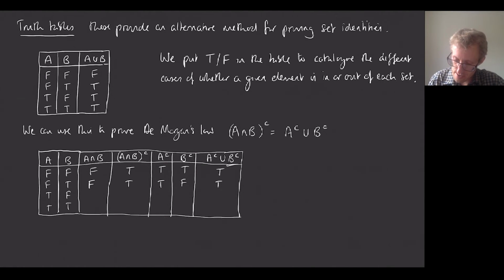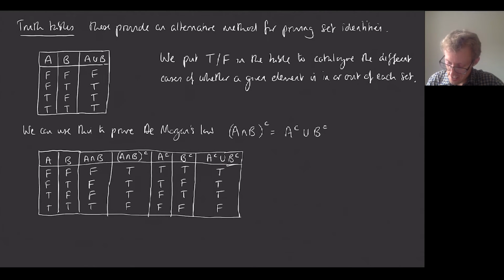So in the third case, we're still not in the intersection, therefore we are in its complement. This time we're not in the complement of A, but we are in the complement of B, and therefore we are still in the union of those two complements. And in the last case, we are in the intersection of A and B, and therefore we're not in the complement. And this time we're not in either the complement of A or the complement of B, and therefore we're not in the union of those two complements.